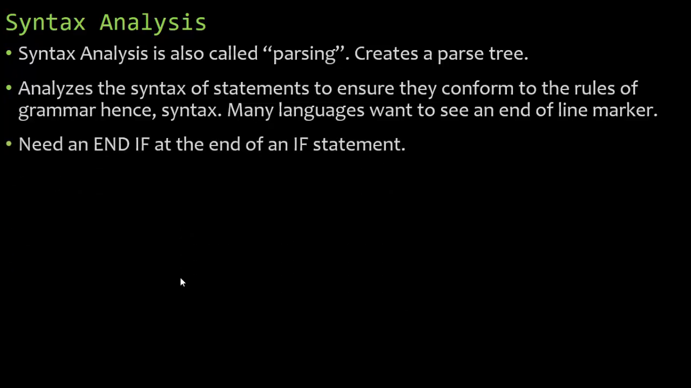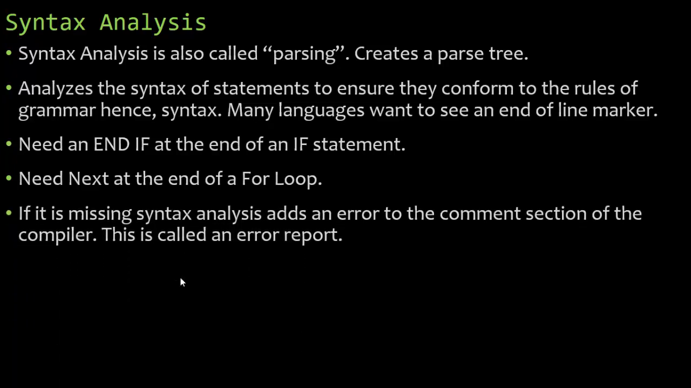Another example, we need to end if at the end of an if statement. It needs to know what it ends. The next, we need NEXT at the end of a for loop to know that it has been closed. Now, if it's missing, like the semicolon, the end if, the next, whatever it may be, syntax analysis adds an error to the comment section of the compiler. And this is called an error report.